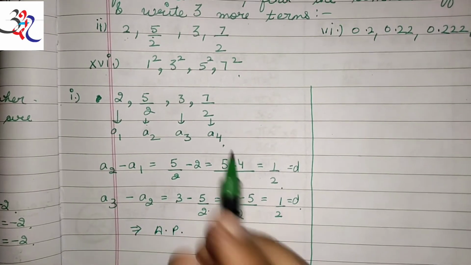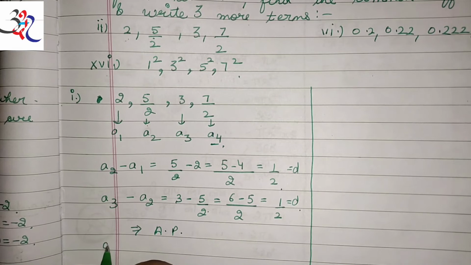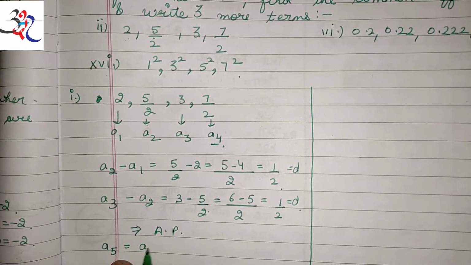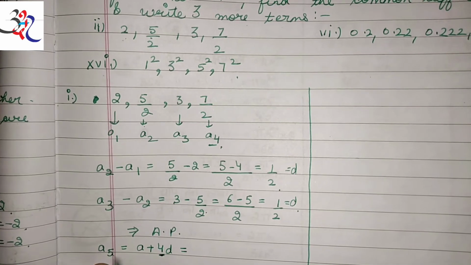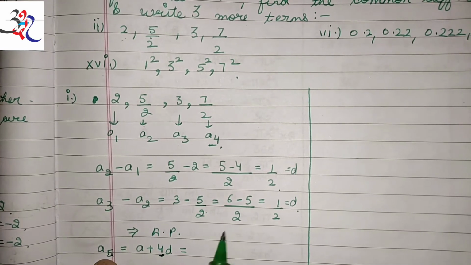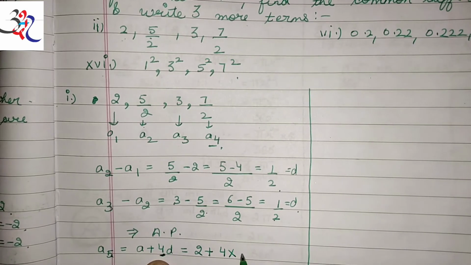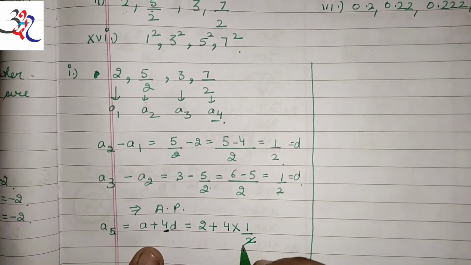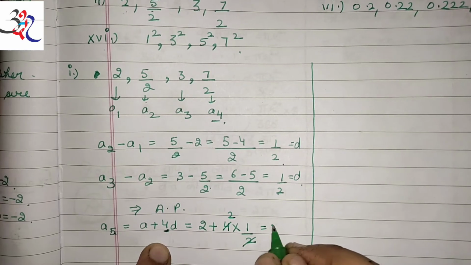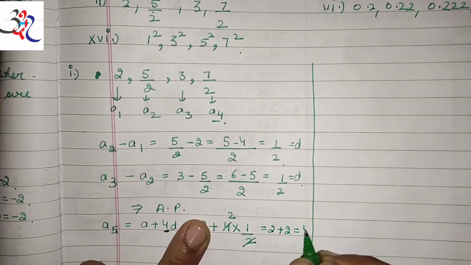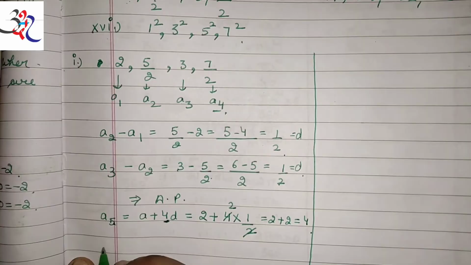So how to find out the next term? This is the fourth term, and the formula for finding the fifth term is what? Fifth term will be A plus 4D. This is one lesser than the term which we are finding out. So A is my 2, 4 into D is my 1 by 2. So this and this will get cancelled out. My term will be 2 plus 2, which is equal to 4.